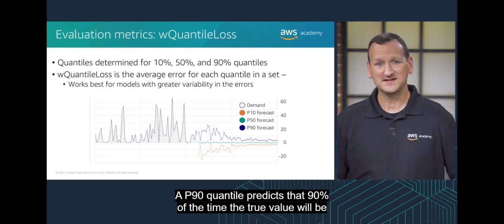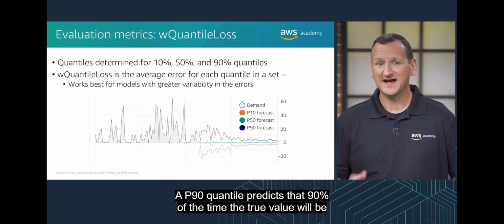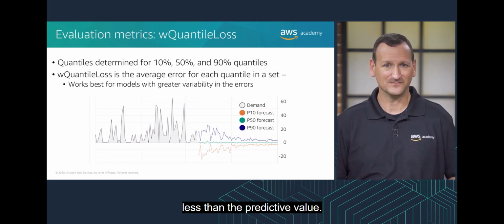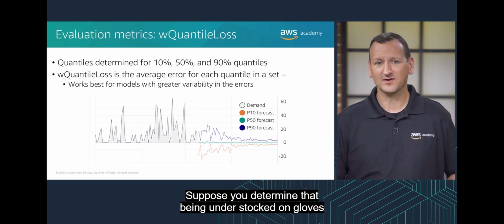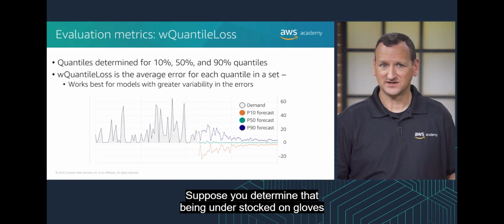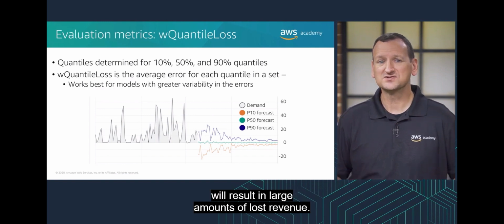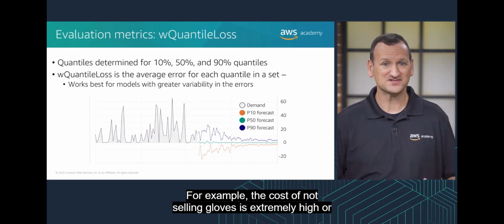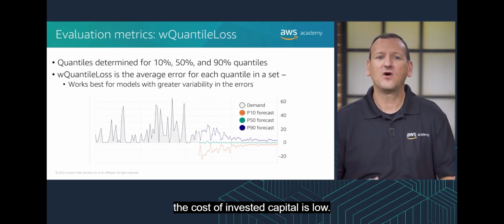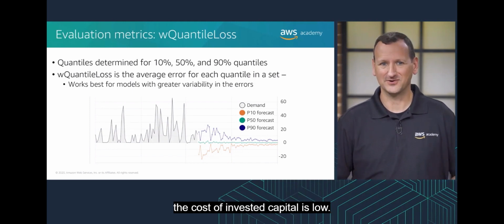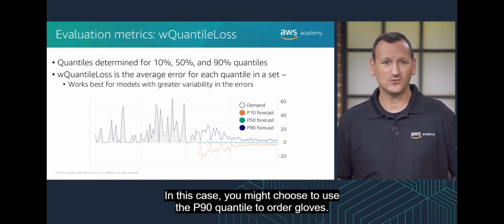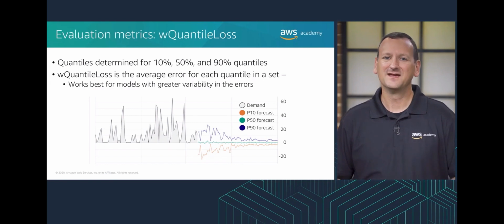A P90 quantile predicts that 90% of the time the true value will be less than the predicted value. Suppose you determine that being understocked on gloves will result in large amounts of lost revenue. For example, the cost of not selling gloves is extremely high, or the cost of invested capital is low. In this case, you might choose to use the P90 quantile to order gloves.